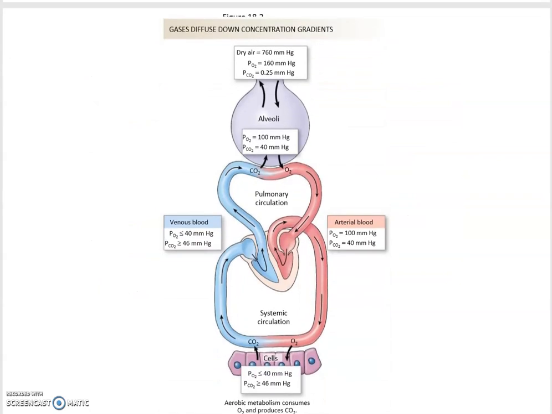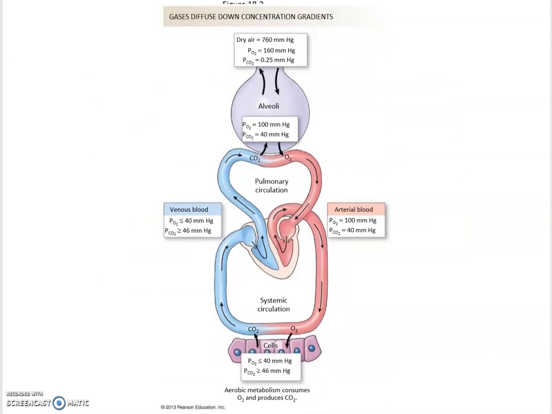So here is a review of the partial pressure of the gases of interest, which would be CO2 and oxygen. In the air that we inhale, we have about 160 millimeters of mercury partial pressure of oxygen and 0.25 partial pressure of CO2. So these are the numbers that are important. In the alveoli, the partial pressure of oxygen is about 100 millimeters of mercury, and CO2 is 40.